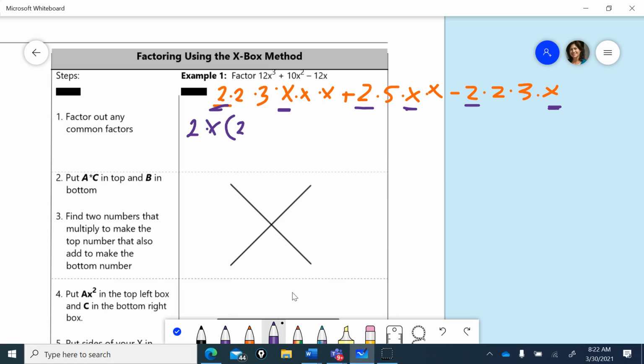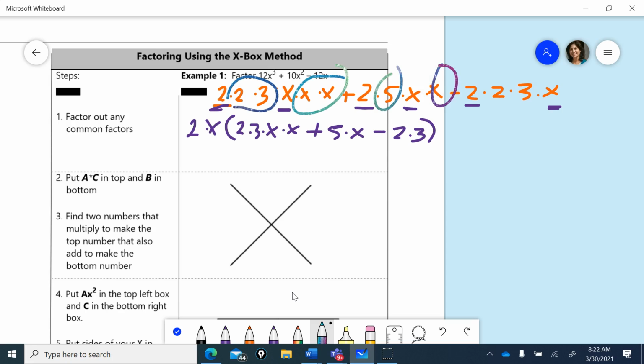They don't share 2 times 3 times x times x. They don't share 5 times x. Then they don't share 2 times 3. So you see, I wrote what they don't share. They didn't share these factors. And that's what I wrote inside the parentheses.